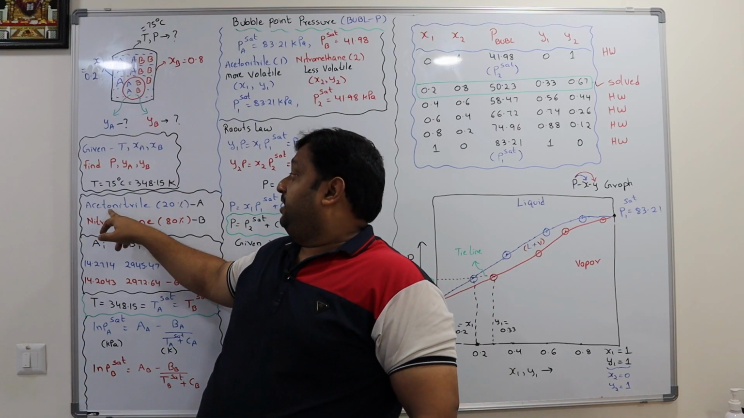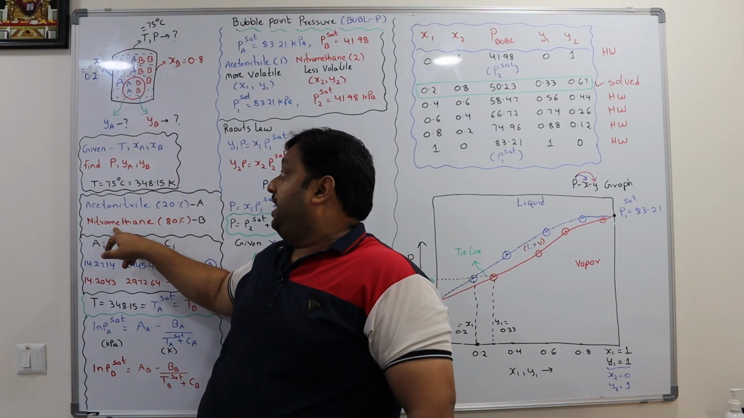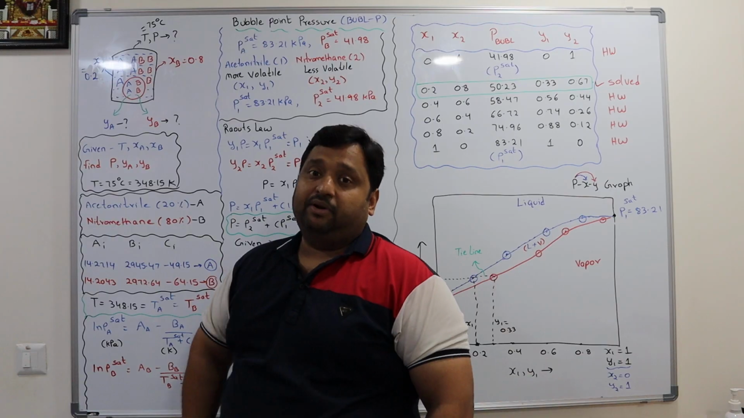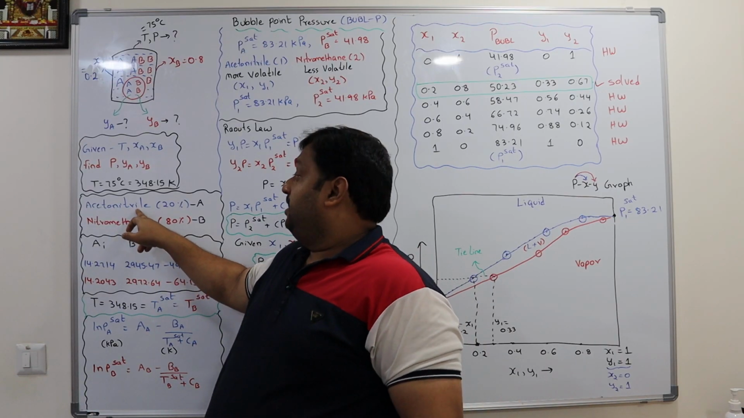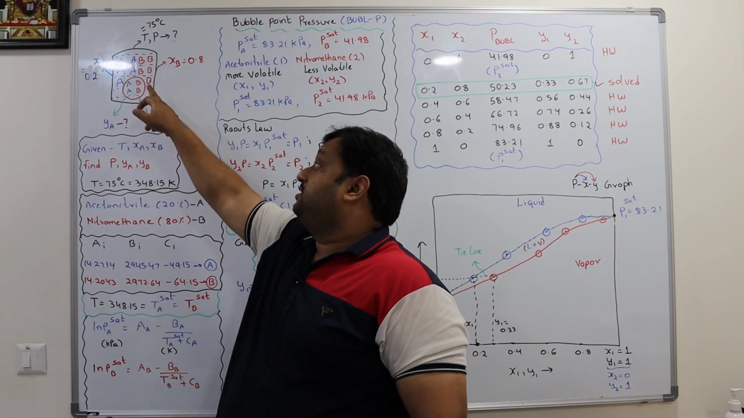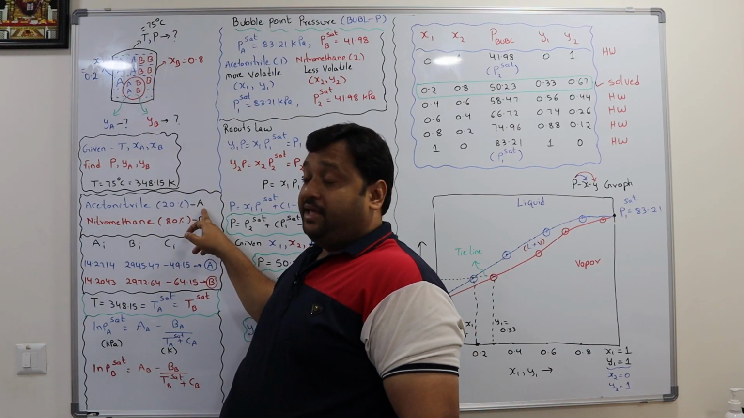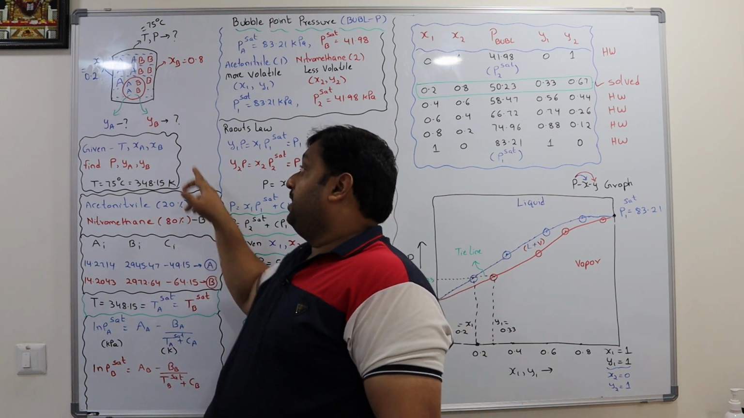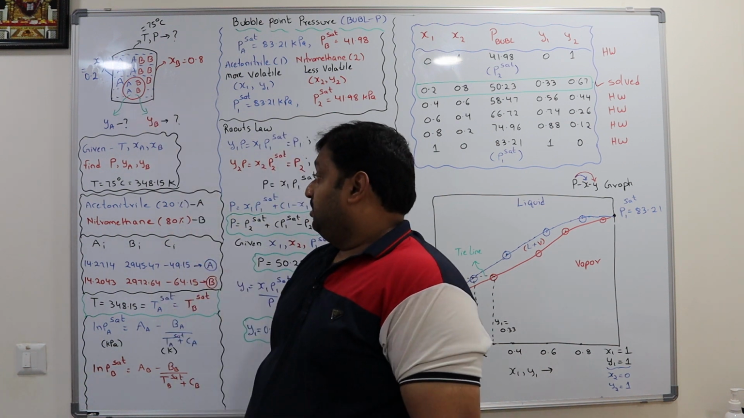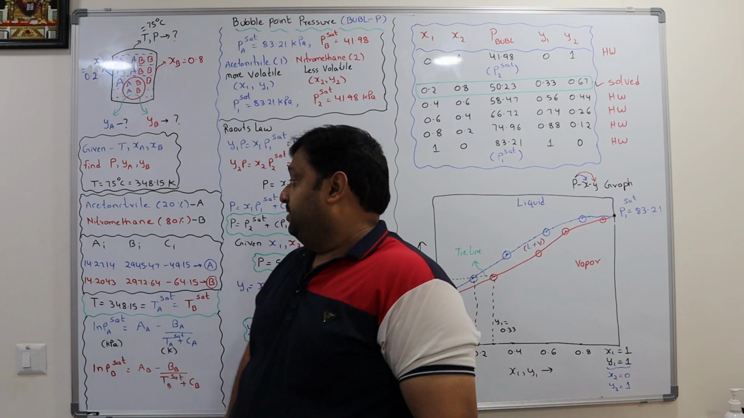Let us say that acetonitrile and nitromethane are there in this liquid. Acetonitrile is 20% in this liquid, denoted by A. Nitromethane is 80%, denoted by B in this mixture. That means XA and XB are provided.